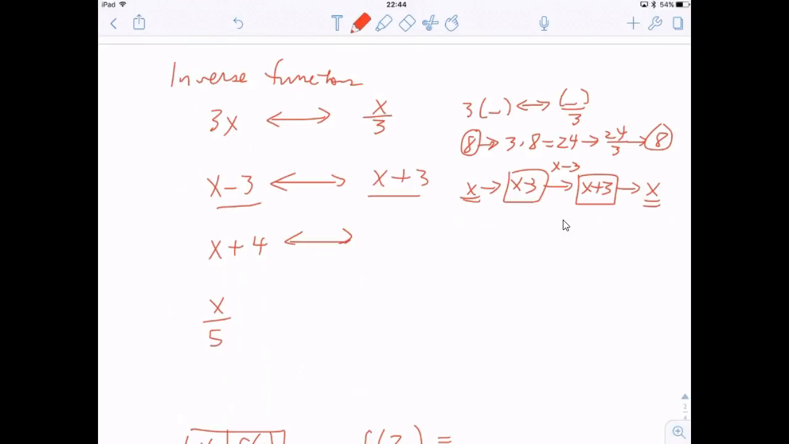The inverse function of x plus 4 is x minus 4. The inverse function of x divided by 5 is 5 times x. Okay, so those are the basic 4 inverse functions.